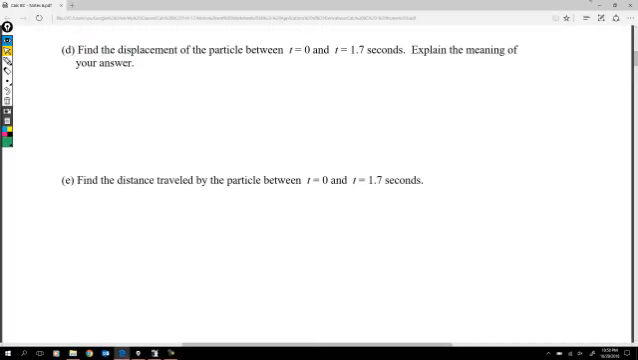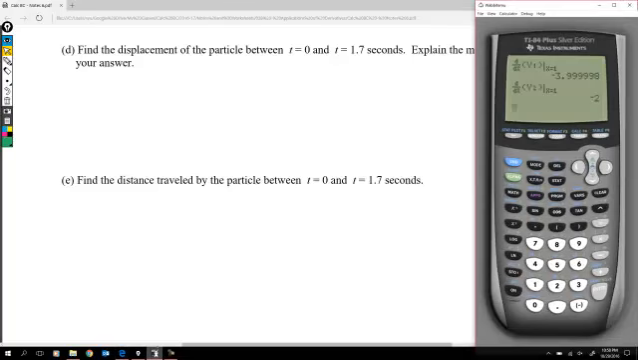All right, and then the next two questions are pretty important. The first one asked me to find the displacement, and then the second asked me to find the total distance, and those are two very, very different things. Okay, so I'm going to use my calculator to calculate these values. So first, it's asking me displacement. Displacement is the distance between my start and my end.